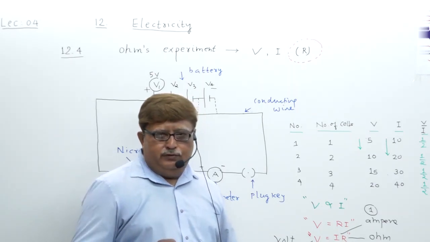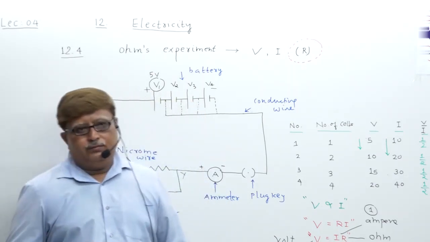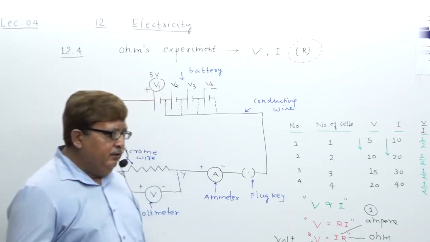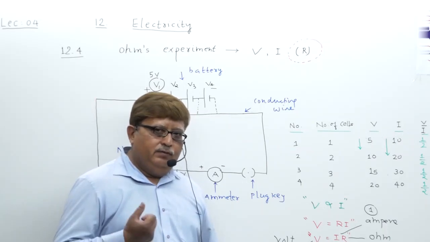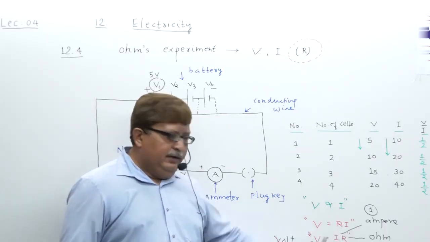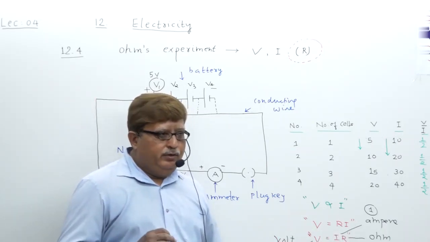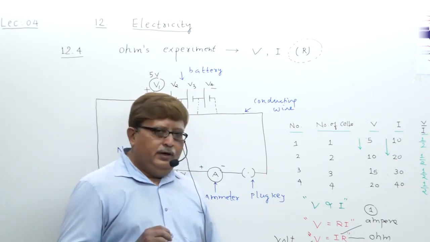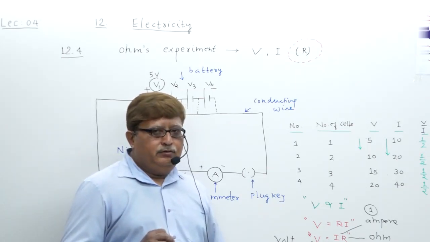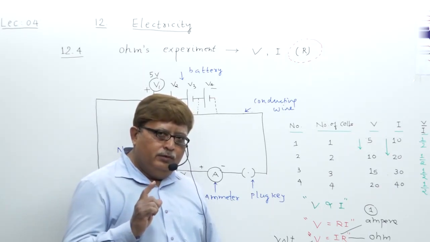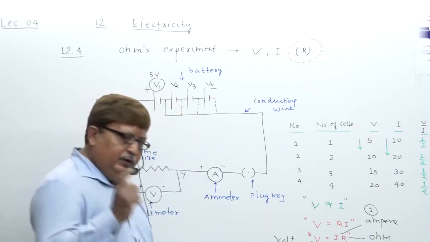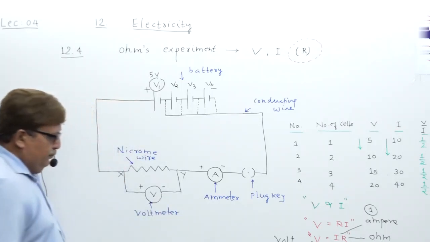Resistance is measured in ohm. So actually, as we defined 1 volt, as we defined 1 ampere, let us try to define and understand also what is the meaning of 1 ohm resistance. Okay, just look here.